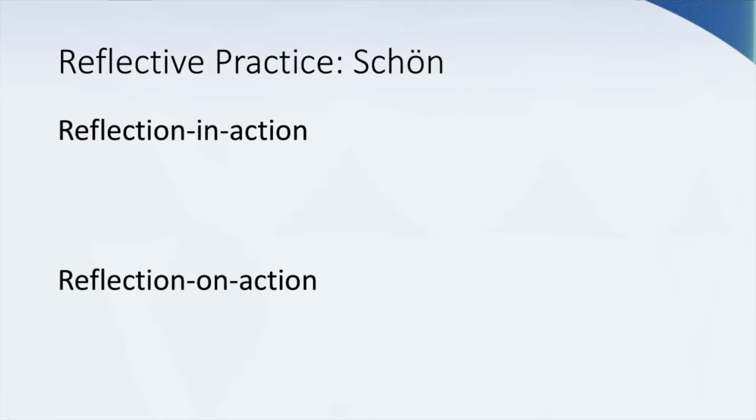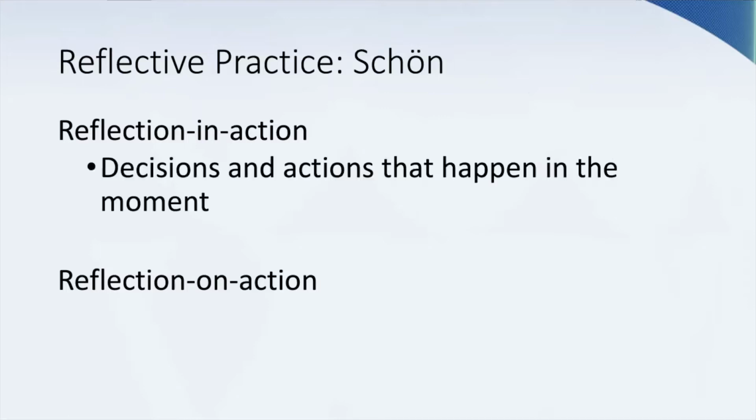Schön divides reflection into 2 types, reflection in action and reflection on action. Reflection in action are decisions and actions that happen in the moment. You hope it's an appropriate response and not a knee-jerk reaction. If you have presence in the situation, you're more likely to respond appropriately.